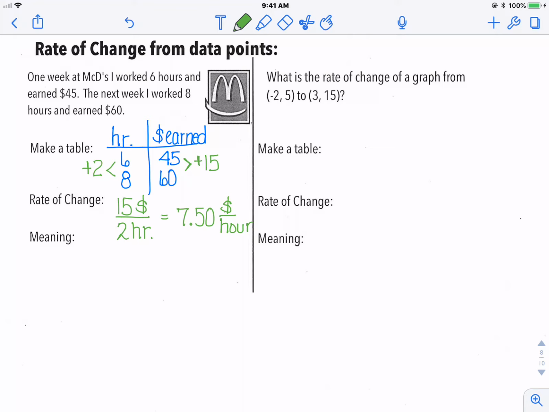In the second one, they want the rate of change on a graph, but they don't show the graph. So this is like a word problem. They've given us 2 data points. So I want to take those 2 data points and make a table. They didn't give them meaning, so I'm simply going to label my table X and Y. I want to be sure that I've got my negatives in here where they go.